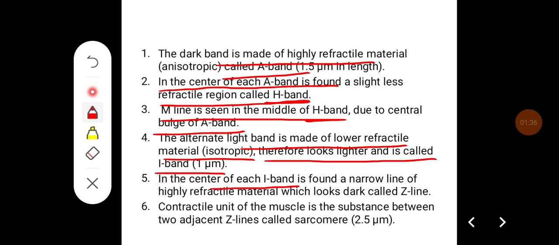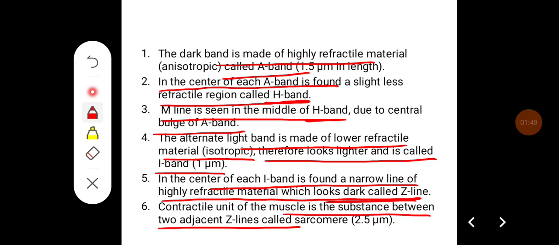In the center of each I band is found a narrow line of highly refractile material which looks dark, called the Z line. The contractile unit of the muscle is the substance between two adjacent Z lines, which is called the sarcomere, and it has a length of 2.5 microns.